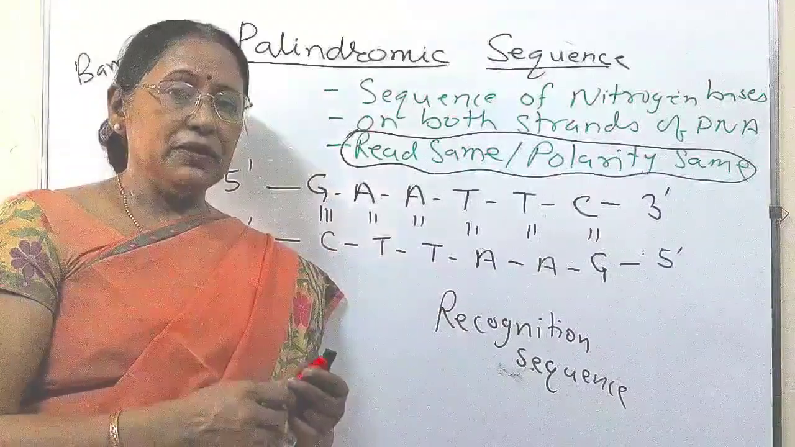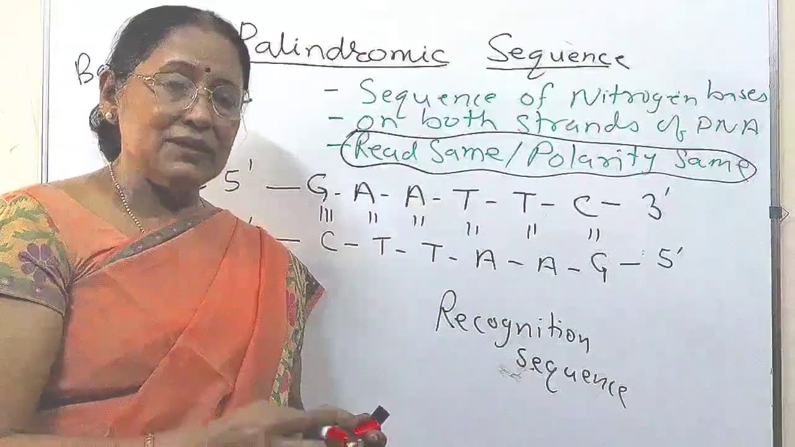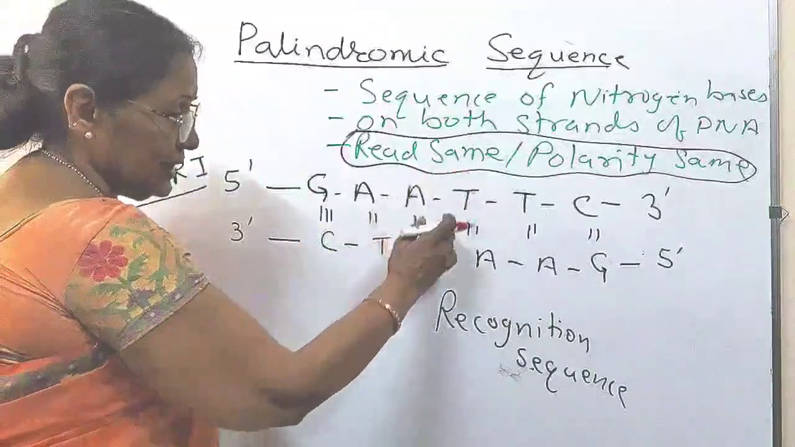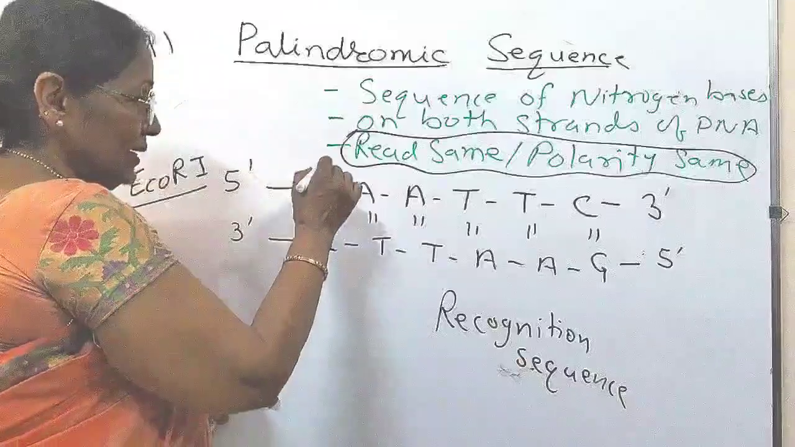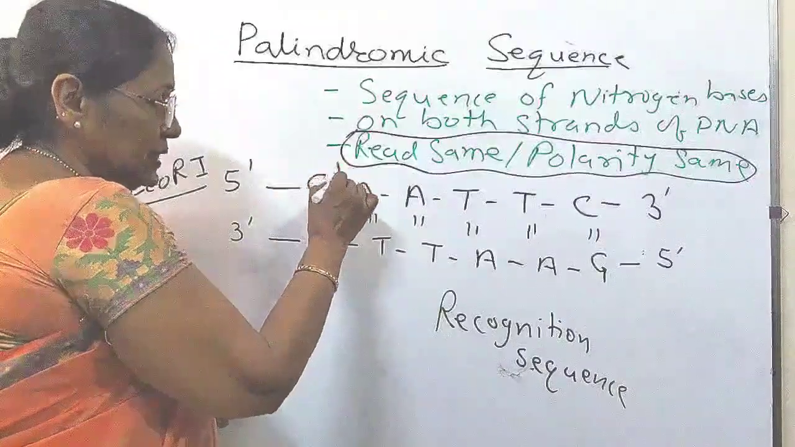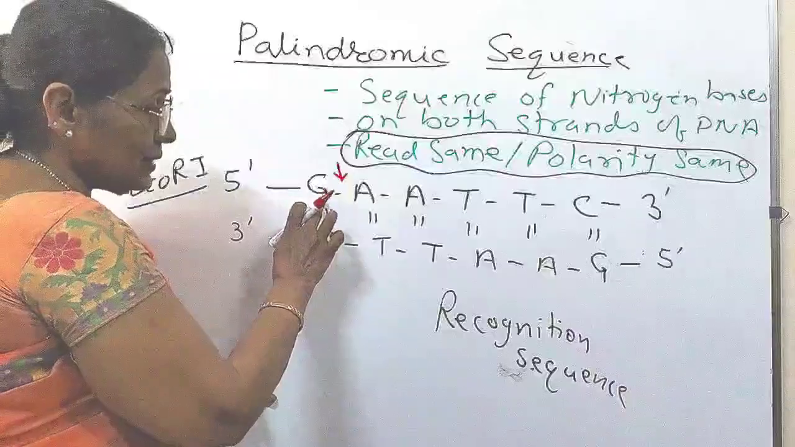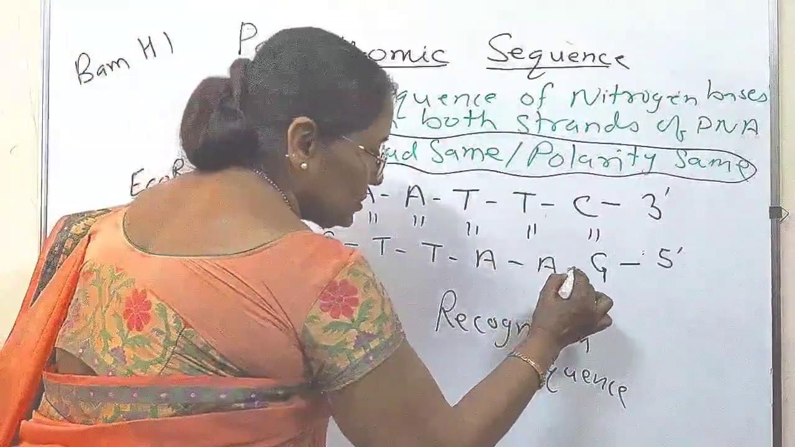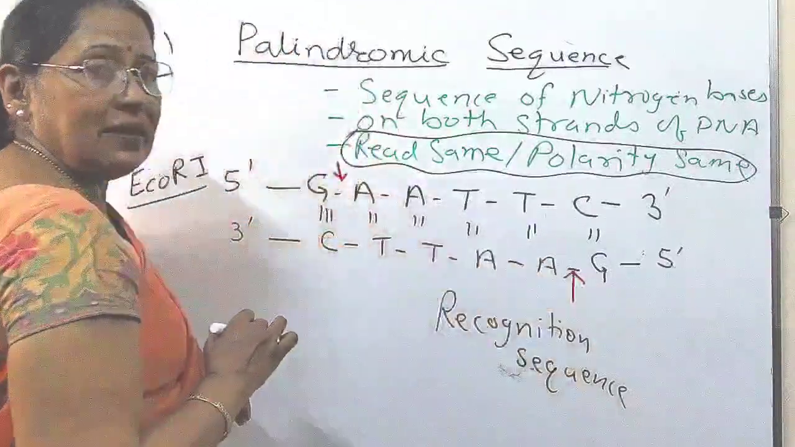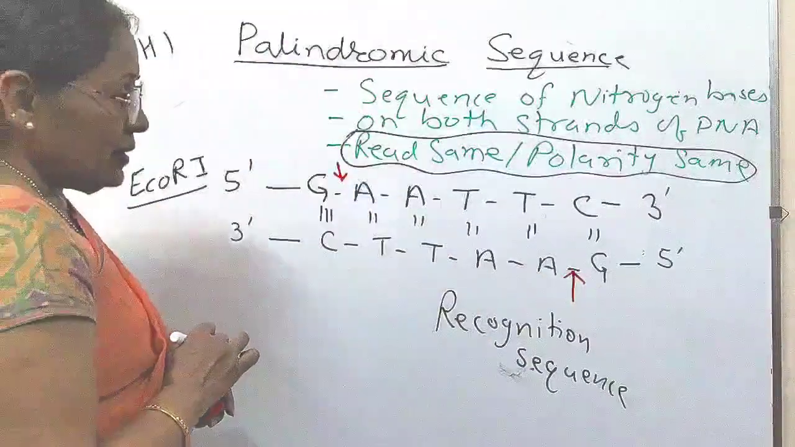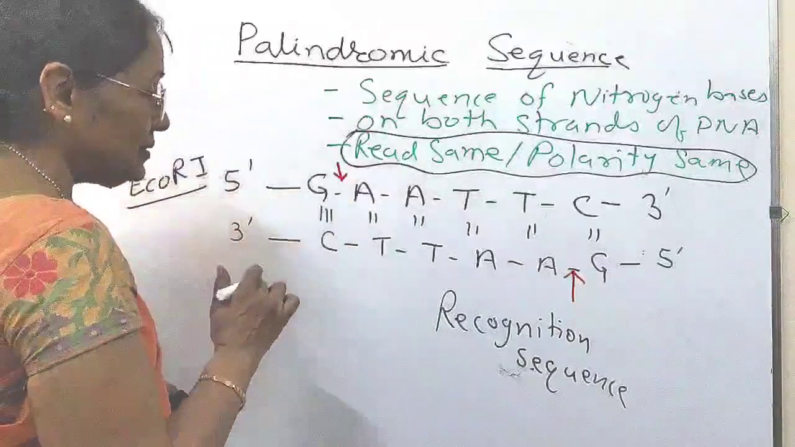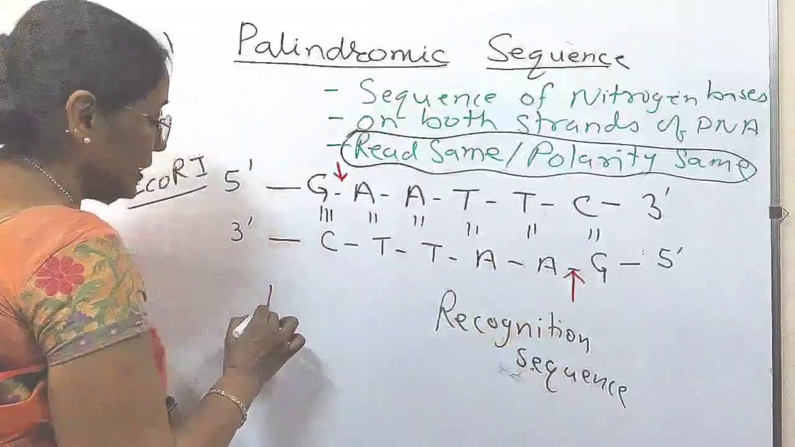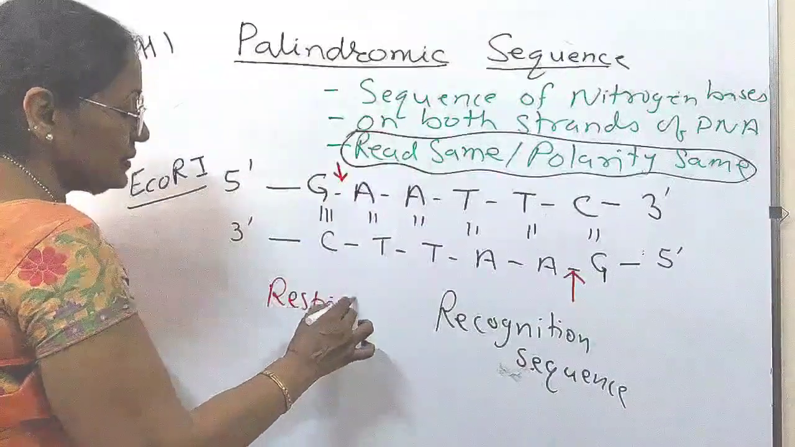One peculiar thing about the restriction enzymes is that they do not cut the palindromic sequence from the center. They will cut on both strands between the same nitrogen bases. If here it is cutting between G and A, here also it will cut between G and A. This site where it is cutting is called the restriction site.